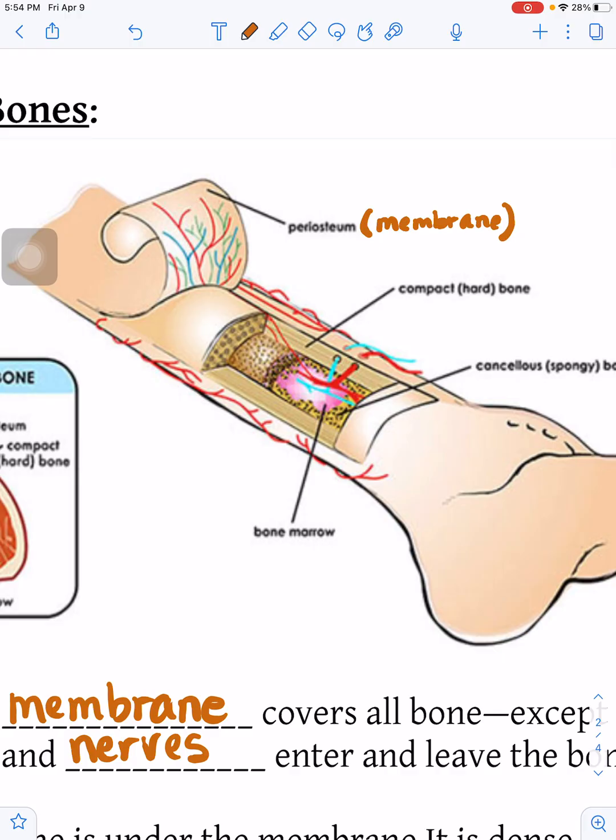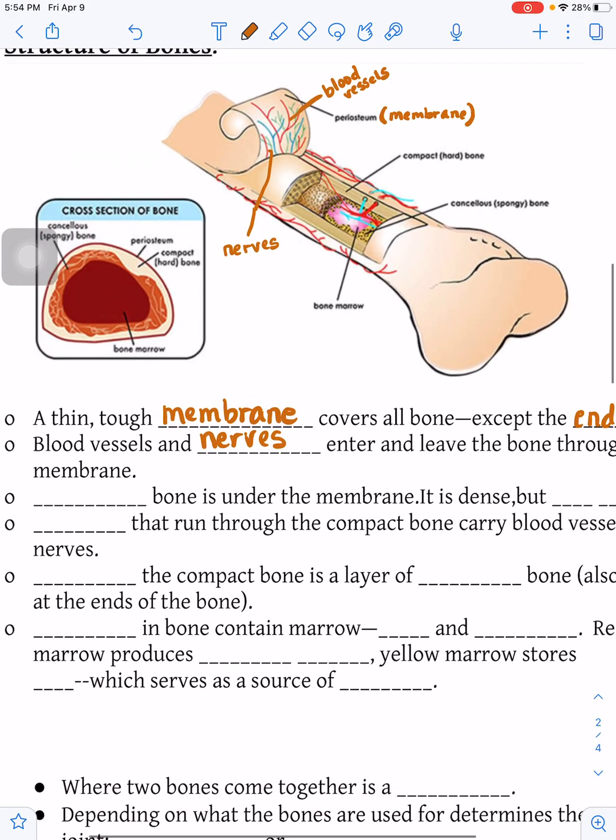And I'm also going to label, you have blood vessels. So label this on yours too. And there's also the green ones. Those are going to be nerves. So periosteum is the membrane that covers the bones. And then inside that periosteum, that membrane, are your blood vessels and your nerves. Okay, let's go back to our next bullet.